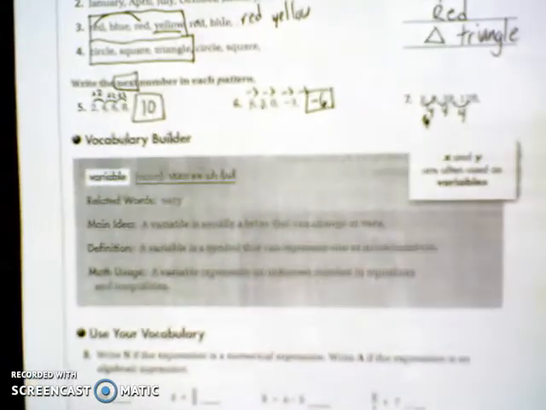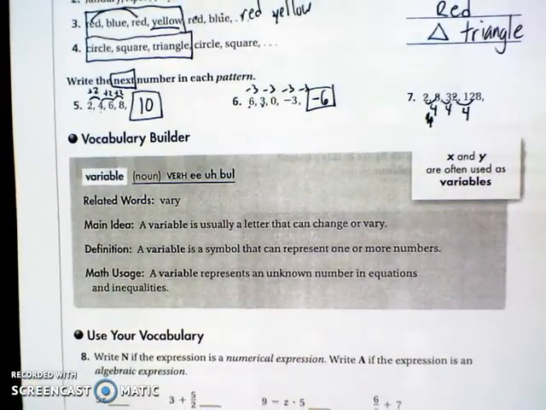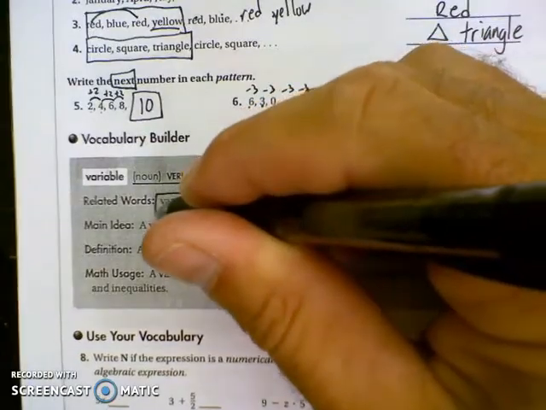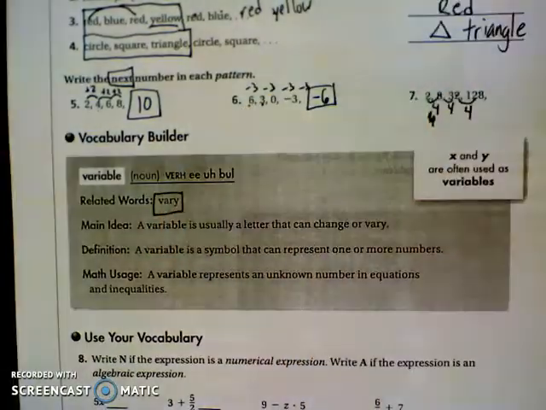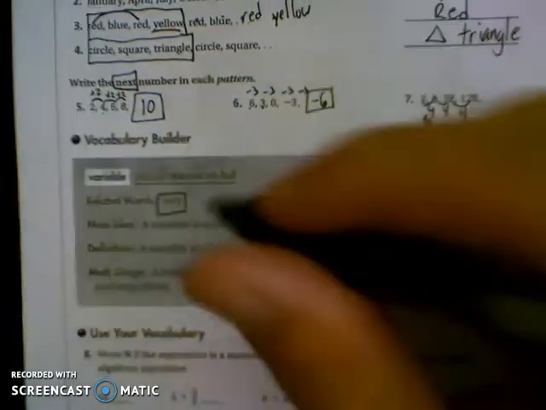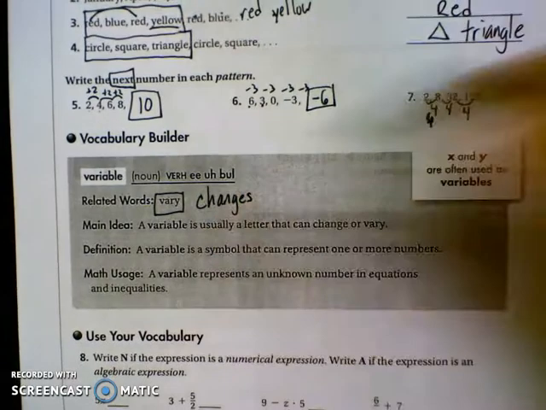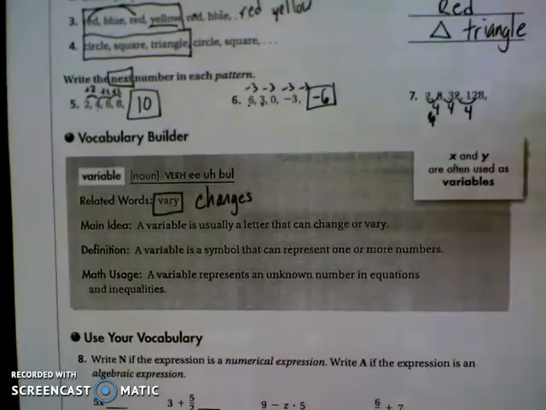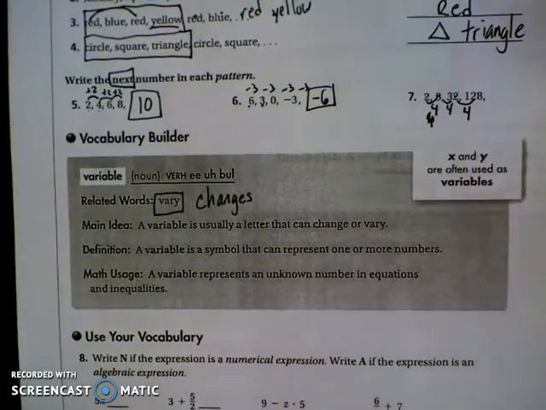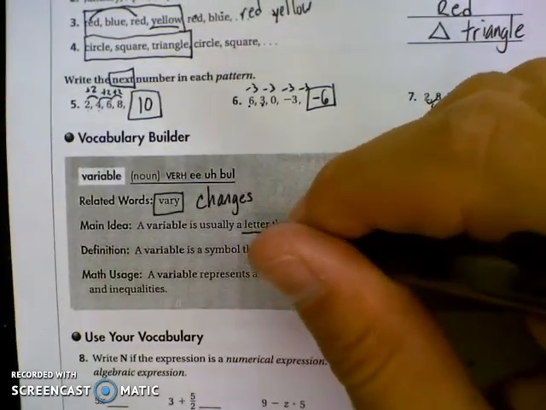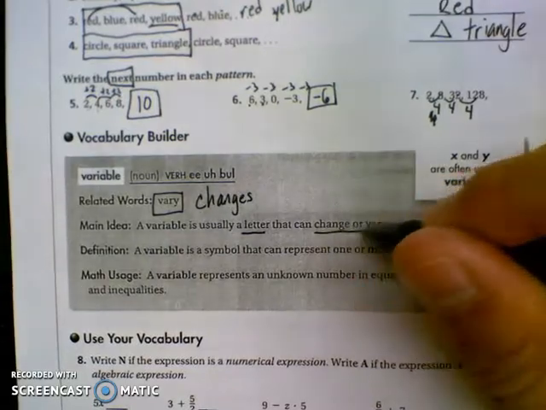So here's the vocabulary for the chapter. Very important words we're going to learn. The word vary, and this is not V-E-R-Y, it's V-A-R-Y. That means it changes. Something that changes is a variable, or to vary your routine in the morning, to not get up at the same time. Main idea: a variable is usually a letter that can change or vary.